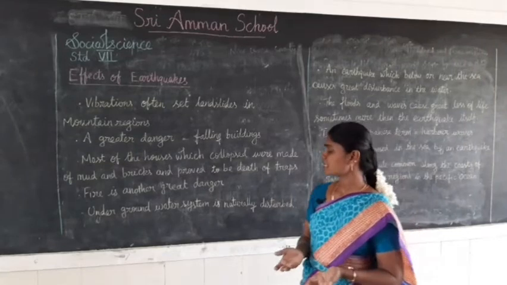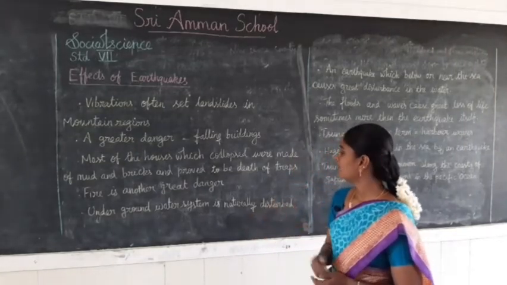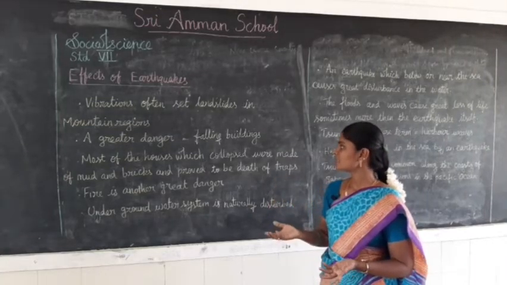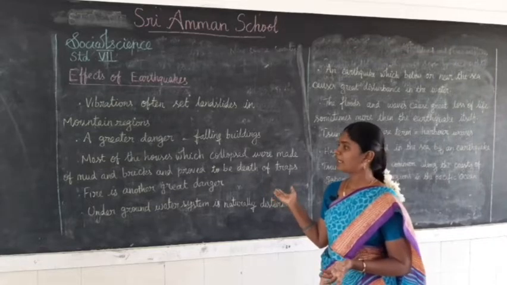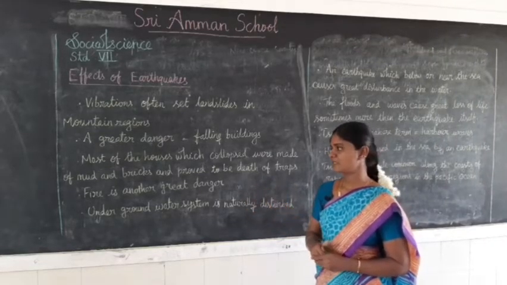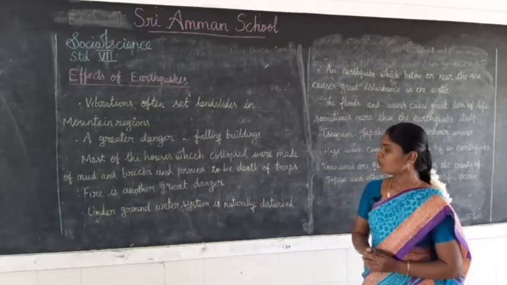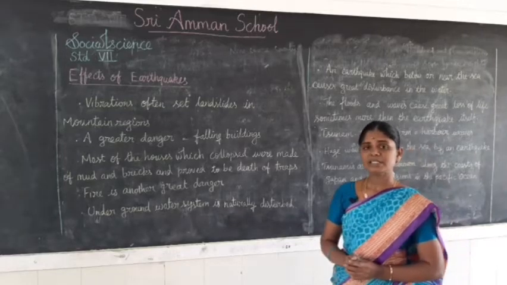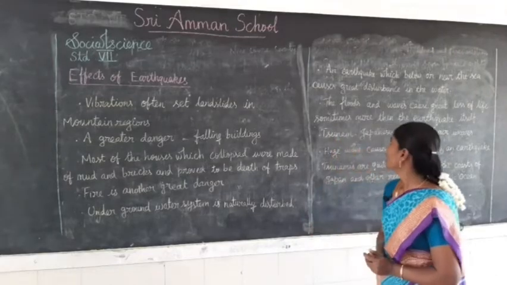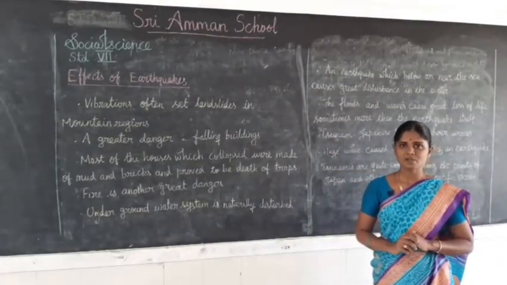Most of the houses which collapsed were made of mud and bricks and proved to be death traps. Fire is another great danger. The underground water system is naturally disturbed by such movement. And another most important effect of the earthquake is tsunami.